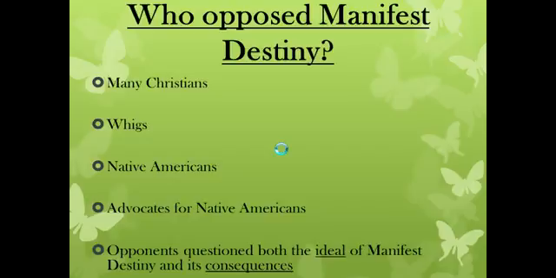So, who opposed Manifest Destiny? Well, lots of people, actually. You have Christians, Whigs, Native Americans, advocates for Native Americans as well.